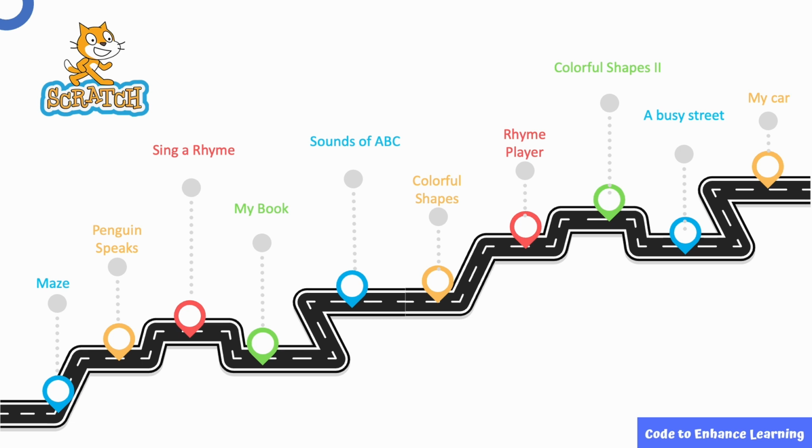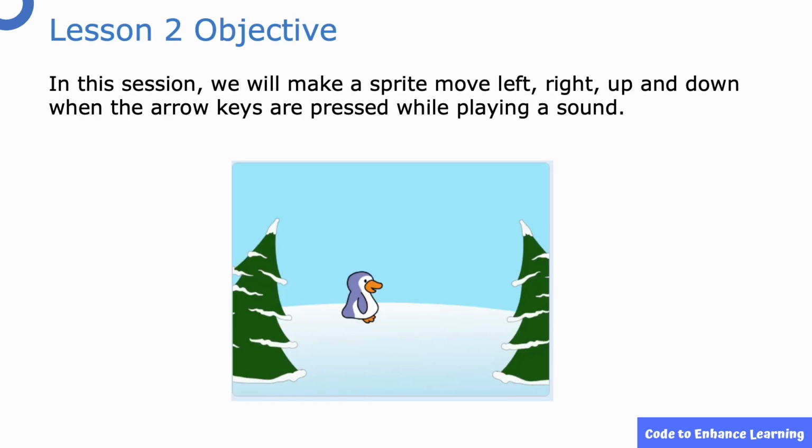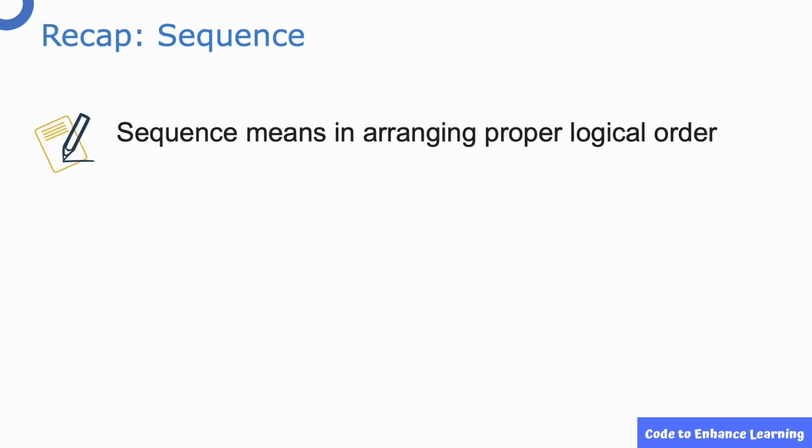In the second episode, we will make a sprite speak by using speech bubbles and playing sounds. We will also learn further about sequences and the concept of abstraction. In this session, we will make a sprite move left, right, up and down when the arrow keys are pressed while playing a sound. Let's do a quick recap of sequence which we learned in the last episode.